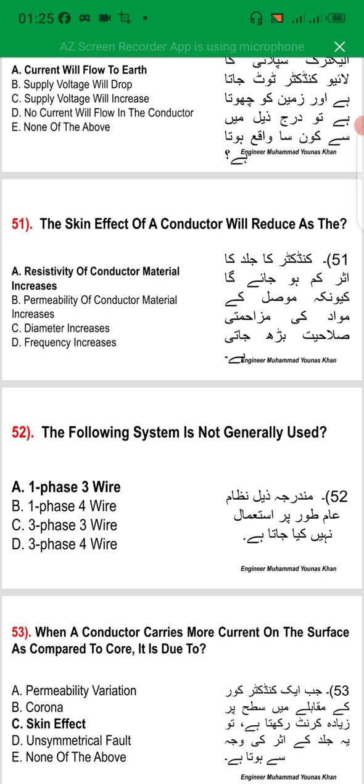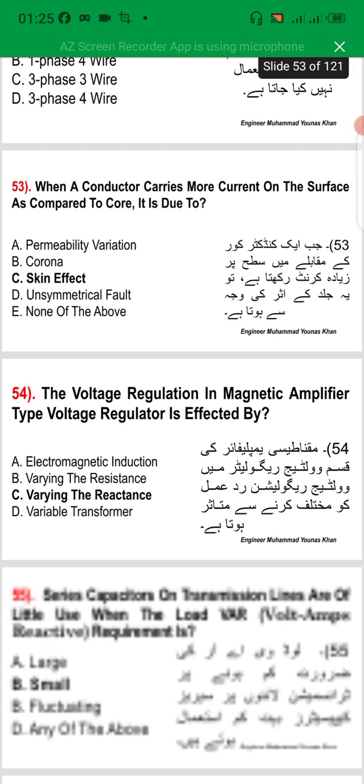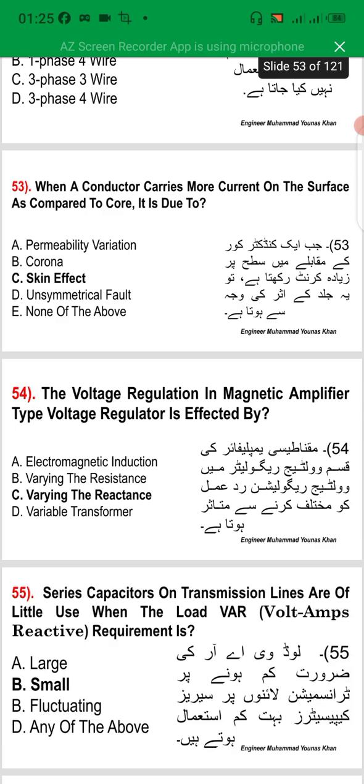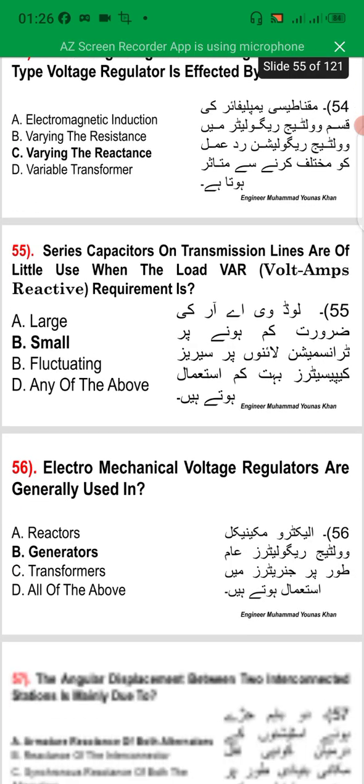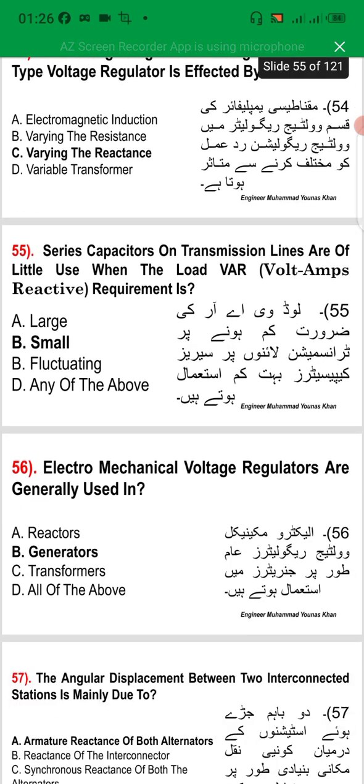The skin effect of a conductor will reduce as the resistivity of the conductor material increases. Which of the following systems is not generally used? One phase 3 wire. When a conductor carries more current on the surface as compared to the core, it is due to skin effect. The voltage regulation in magnetic amplifier type voltage regulator is effected by varying the reactance. Series capacitors on transmission lines are of little use when the load VAR (volt-ampere reactive) requirement is small.